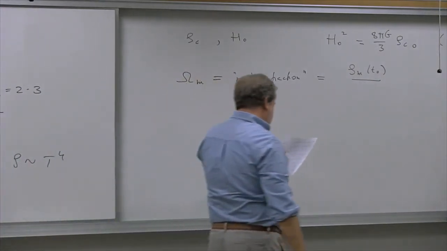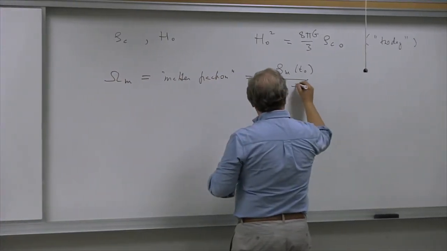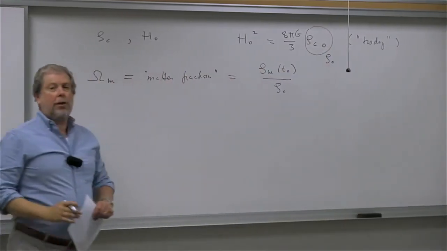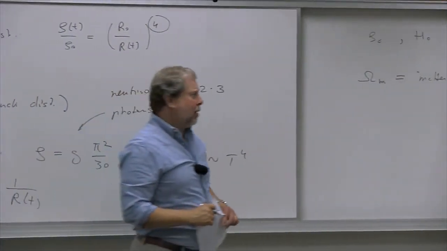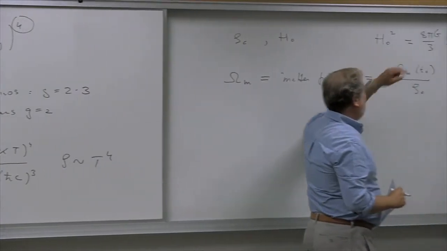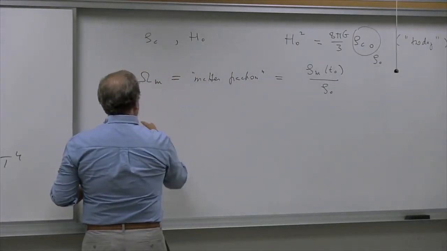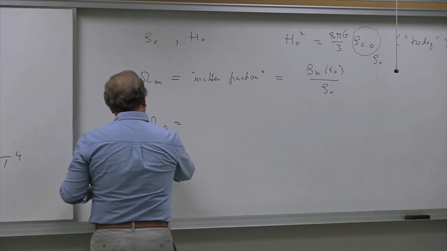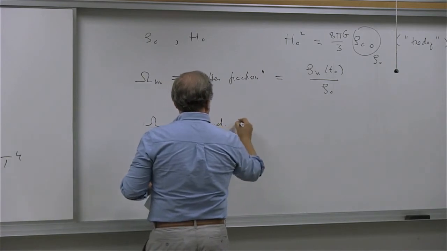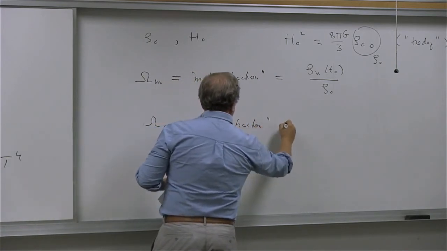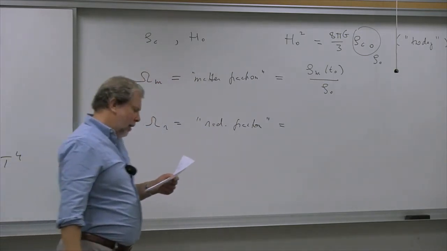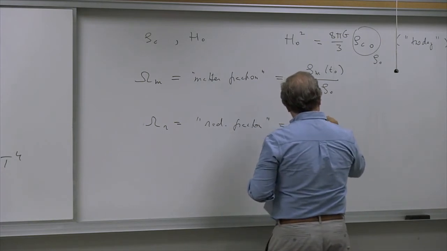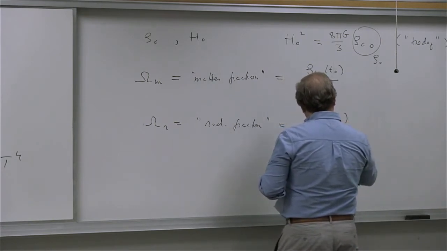divided by this rho naught. So let's call this rho naught, which is the critical density today, something that we can estimate based on the knowledge of the Hubble constant today. So omega m is the matter fraction, and then we have the radiation fraction, omega r, which is defined along the same lines. It's going to be the density of radiation rho r today, at T naught, divided by rho naught.